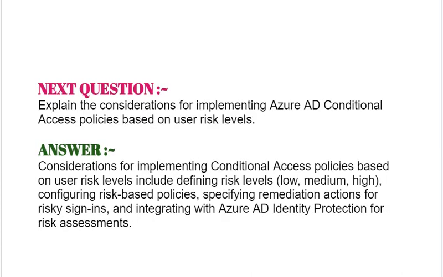Our next interview question is: explain the considerations for implementing Azure AD conditional access policies based on user risk levels. Your answer should be: considerations for implementing conditional access policies based on user risk levels include defining risk levels, that is, low, medium, and high, configuring risk-based policies, specifying remediation actions for risky sign-ins, and integrating with Azure AD Identity Protection for risk assessments.